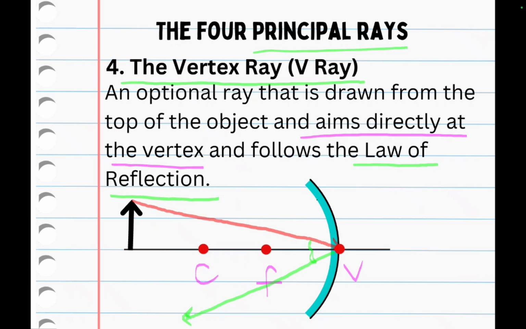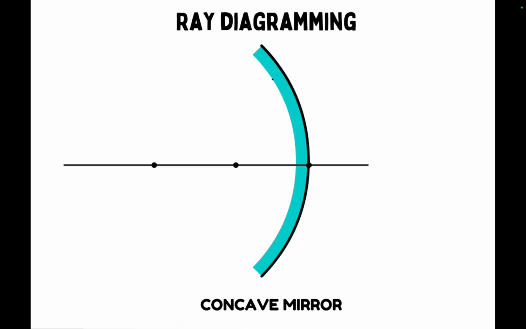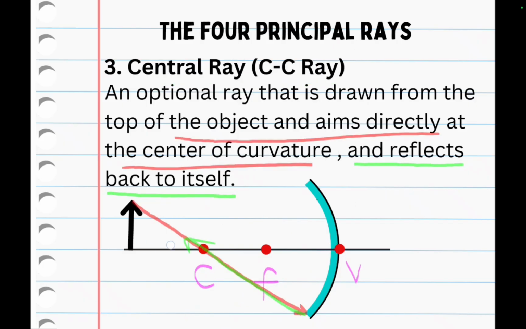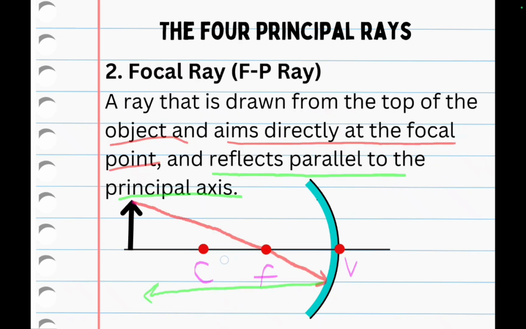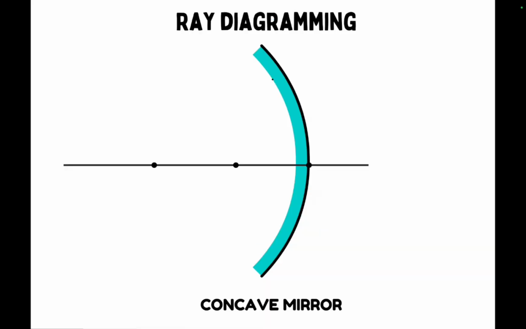And the last one, the V-ray. So, that's just how it is. Okay, again, in ray diagramming, we can use 2 out of 4 principal rays. We don't need to use all 4 just to create or draw the image and to locate and to describe it. We just need at least 2. But again, class, it will depend on the location of the object.